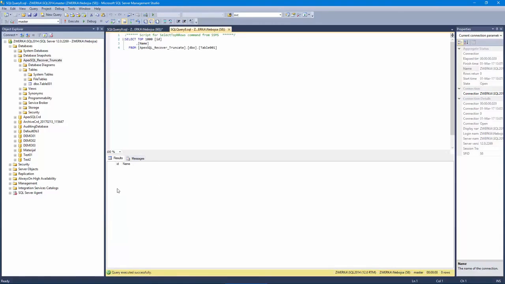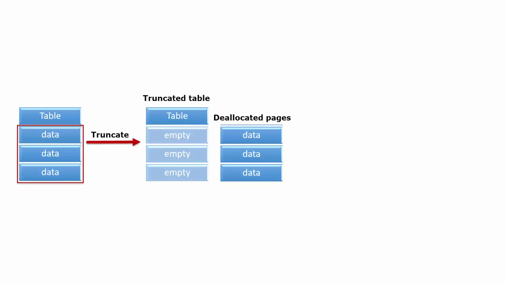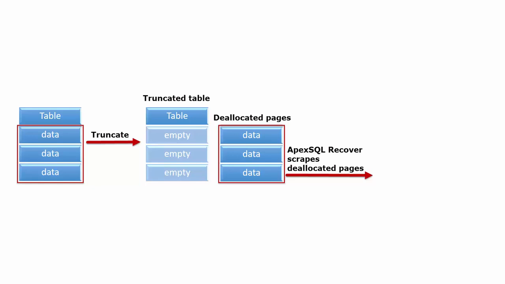In order to maximize the chances for recovery of truncated data, the time period between the incident and the recovery attempt needs to be minimized. A truncate table operation deallocates the data pages with the existing data and marks them as available for use or overwrite. The actual row data remains intact for the time being. ApexSQL Recover scrapes these deallocated pages for lost data and recovers the truncated data from there. However, deallocated pages can be reused and overwritten by SQL Server at any time. And as the time passes, the chances that SQL Server will overwrite these data pages with new data increases, decreasing the chances for a successful recovery.